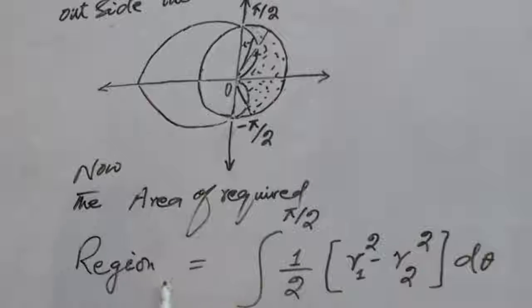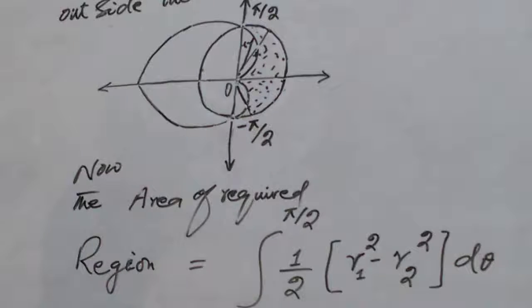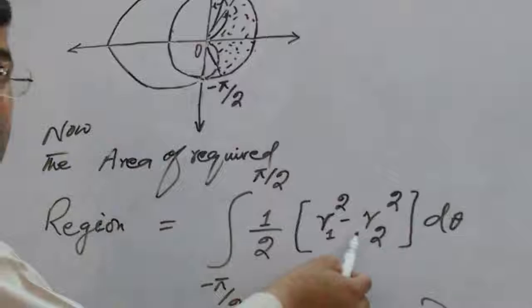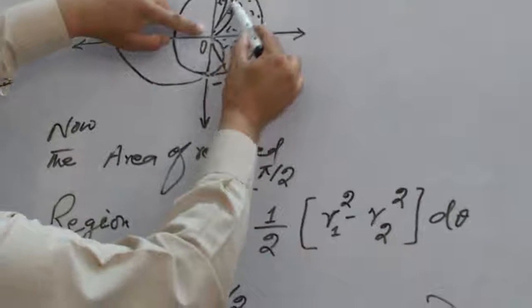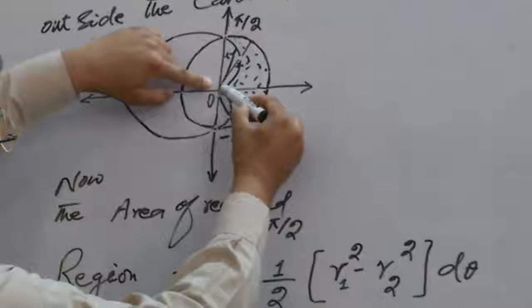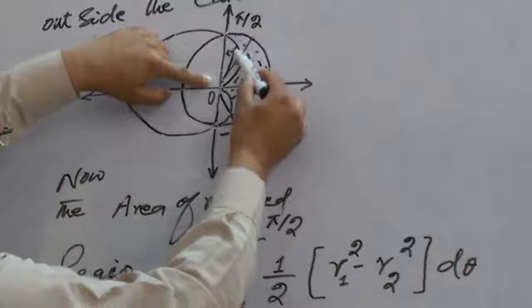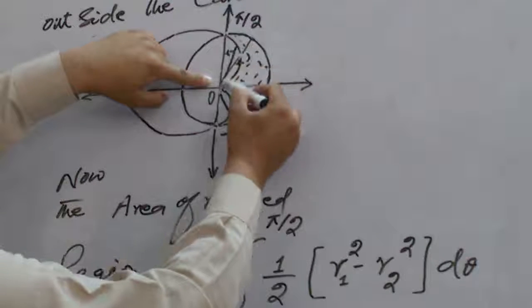Now the area of the required region is calculated from minus pi divided by 2 to pi divided by 2 of half times r1 squared minus r2 squared d theta. That is r1, the radius of the circle. This is r1, and this is r2. The length from the graph of the cardioid up to the pole is denoted by r2.